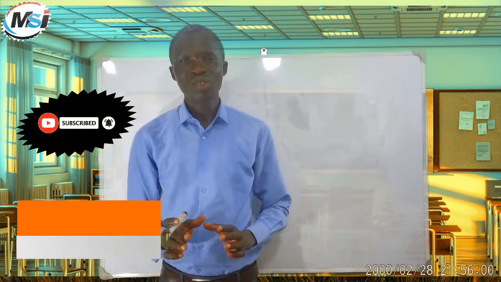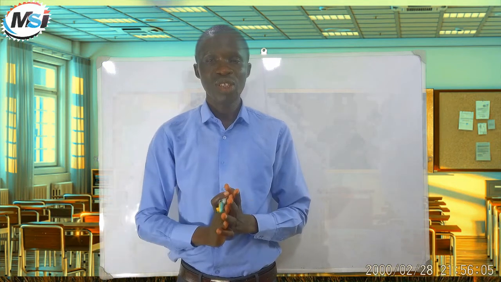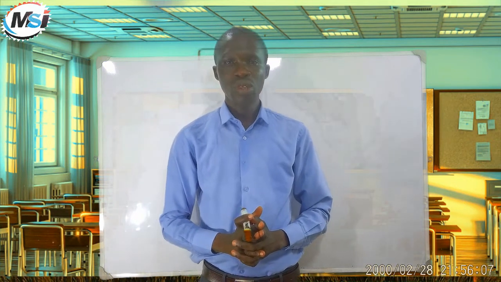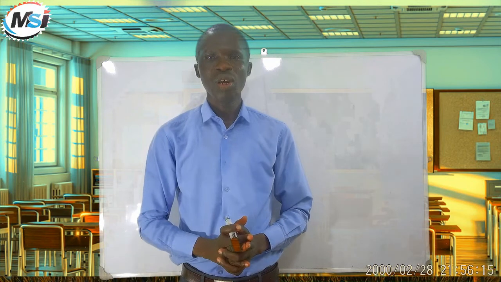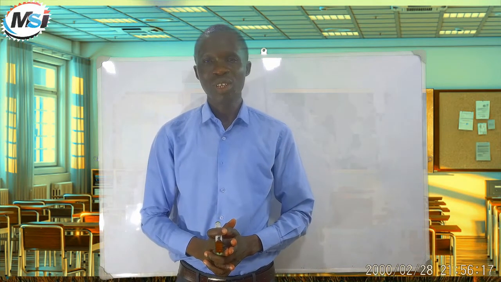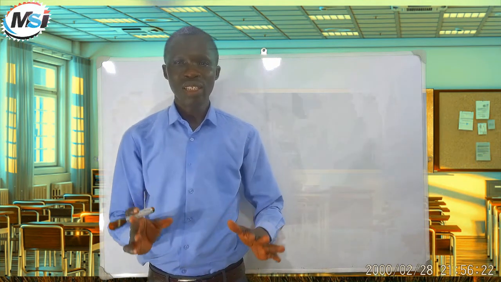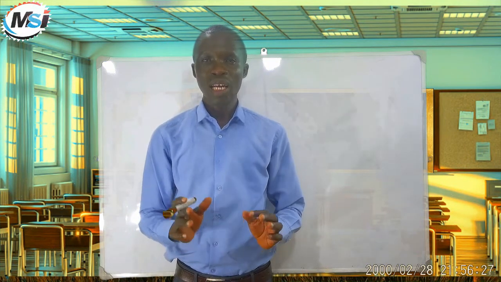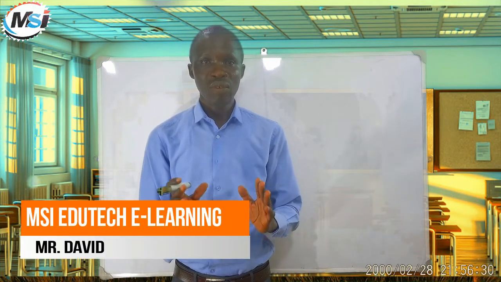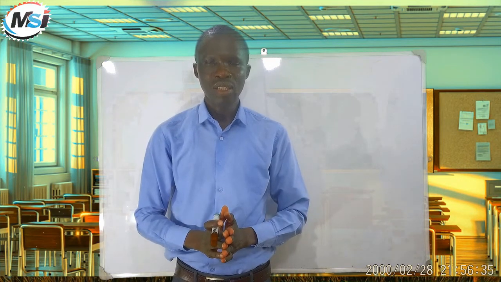Today we'll be treating trigonometric ratio 1, and in this class we'll be considering the basic trigonometric ratios of sine, cosine, tangent with respect to a right angle triangle. And I believe that you are ready for me in this class. Now let's start with this right angle triangle, and I want you to pay attention, because if you really pay attention you are going to find this topic very simple.